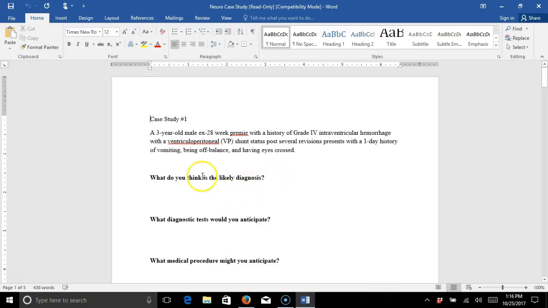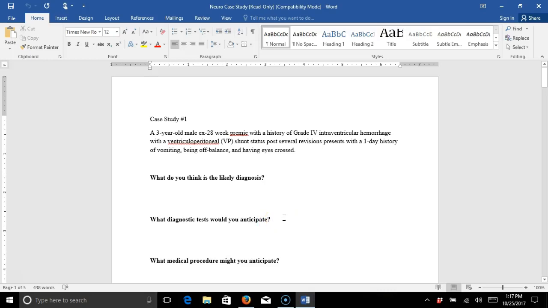So the things that I'm seeing here is early with a head bleed, has a history of a VP shunt. He's only 3 years old and he's had numerous revisions of this already. And so now he's having increased cranial pressure based on the vomiting, being off balance, and having some eyes that are crossed. So I'm blaming the shunt or something that's causing increased ICP.